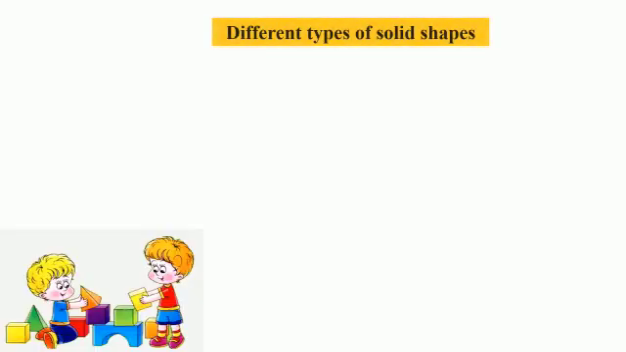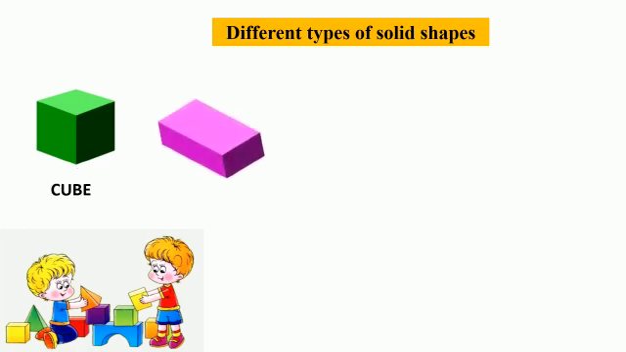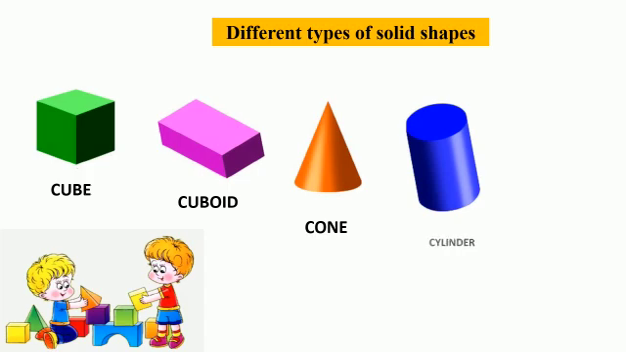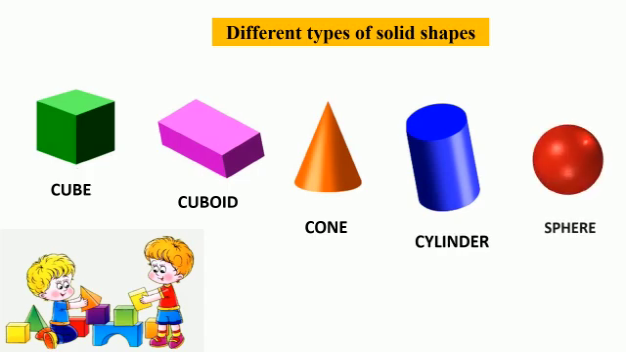Now, I will explain the different types of solid shapes. They are cube, cuboid, cone, cylinder, and sphere. Now, let's learn about each solid one by one.